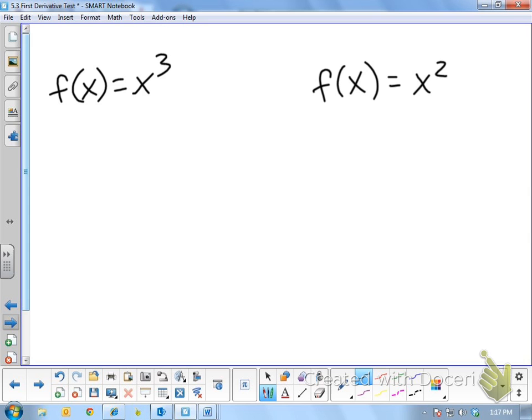So 0's the break point, but then we need to still perform a line test. We need to see what intervals are positive, what intervals are negative.